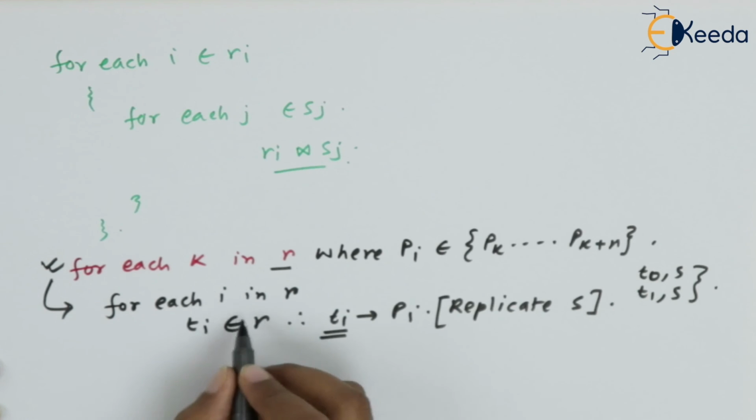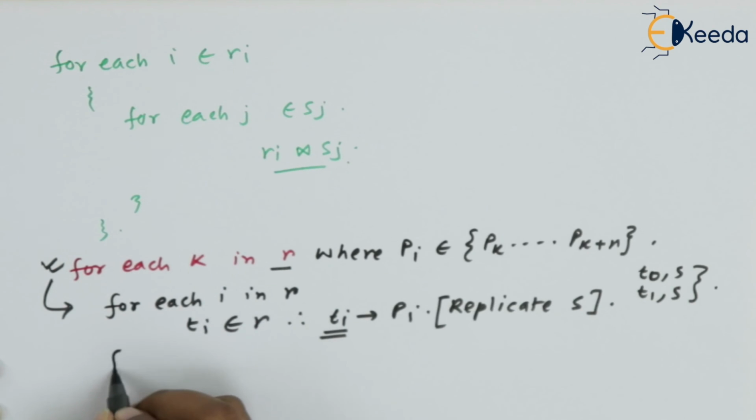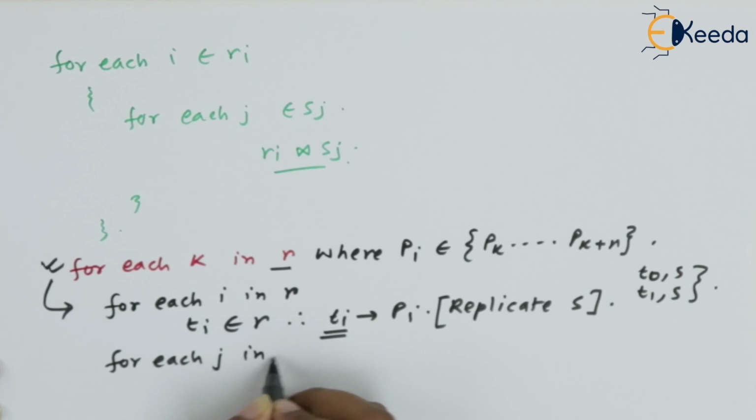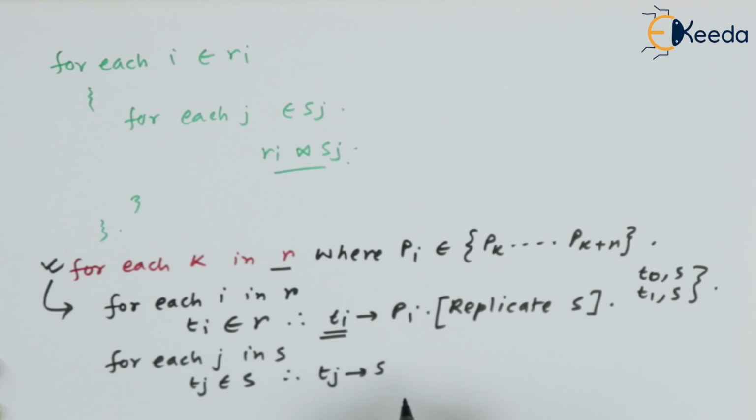Now we are having this for each i in R. The same goes for each j in S, where we have Tj belonging to S, such that we are replicating Tj to S with every possible tuple that belongs to R.